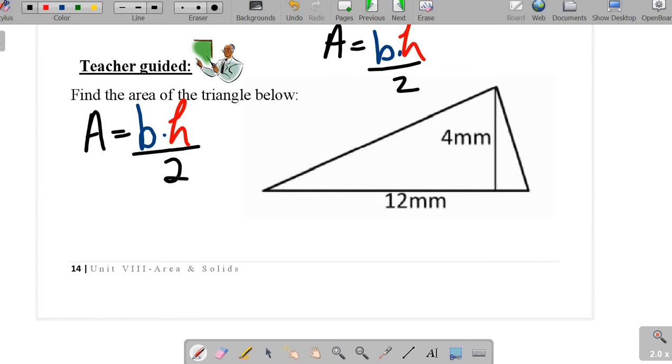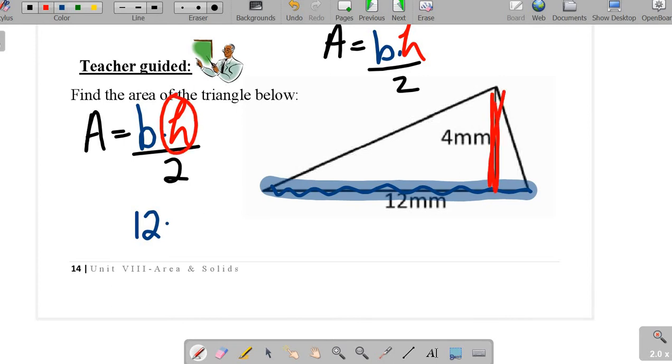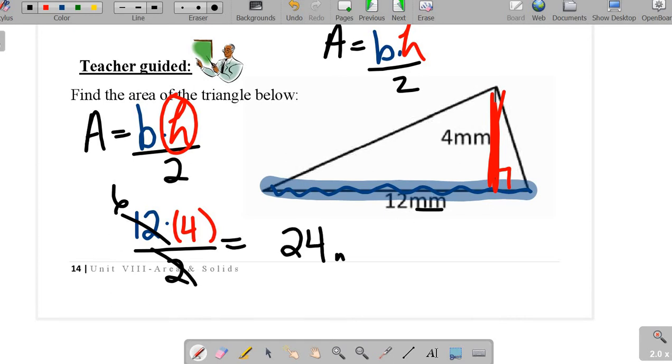So taking a look here, you write your equation, and we go here, our base. Always physically trace your base. Our base here is 12. Physically trace your height at a right angle. That's 4 over 2. So our area is 24. Check for units, millimeters squared.